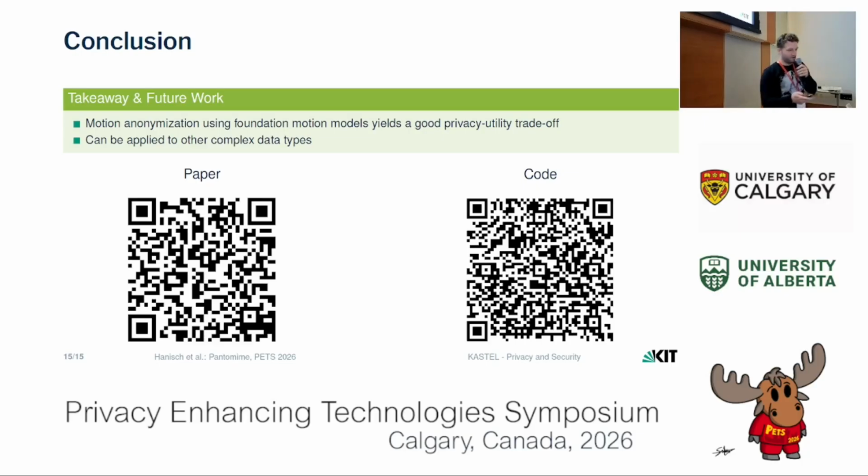All right, then we're already at the conclusion. We were able to show that using these foundation motion models, we can get nice, natural, good-looking motion sequences out of motion data and anonymize them well. This approach is actually quite general, and I believe it can also be applied to other complex data types. So if you have complex data which is hard to anonymize because you have a lot of dependency, then maybe consider this kind of approach. And then there's a link to our paper and to our code. Thank you.